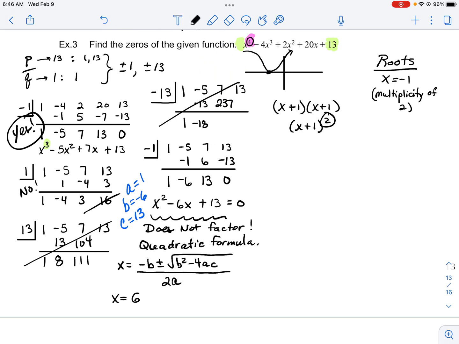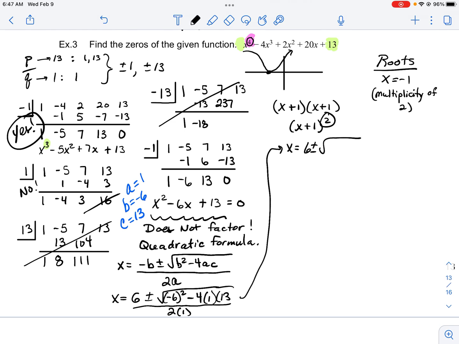So the negative of b is going to be positive 6 plus or minus the square root, and then we're going to do b squared, so negative 6 squared, please put that in parentheses, minus 4 times a, which is 1, times c, which is 13. And we're going to divide all of that by 2 times 1. So there's my initial substitution. And now let's begin to simplify.